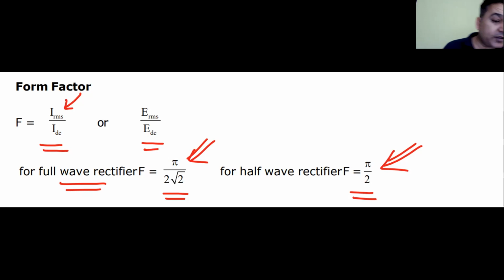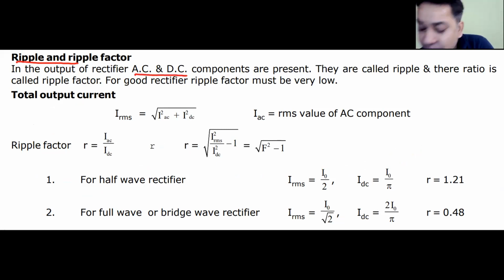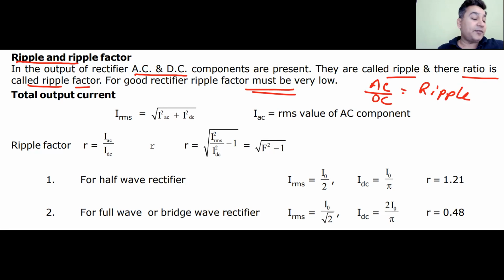Okay, so again, we'll go through some terms. You have to remember these terms: ripple and ripple factor. In the output of a rectifier, both AC and DC might be present. When we have AC and DC both coming, we call it ripple, and the ratio of AC to DC is known as the ripple factor. Now, for a good rectifier, the ripple factor must be very low. That means it has to remove the entire AC component. Do we understand this?